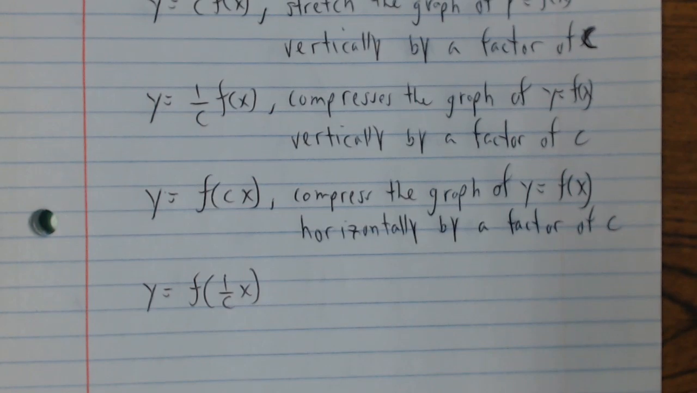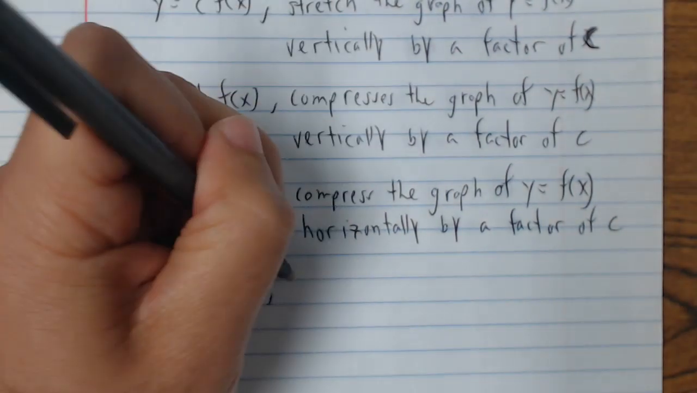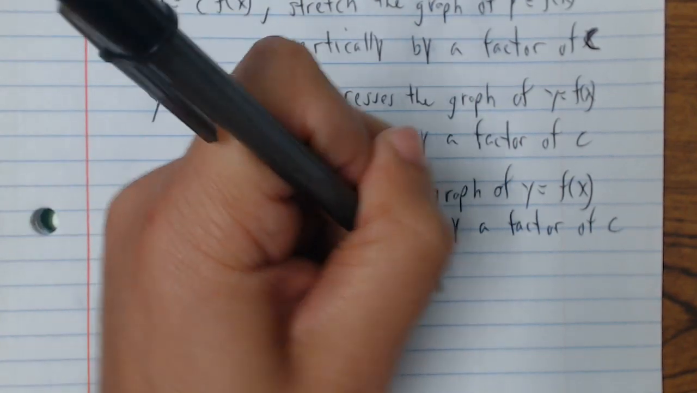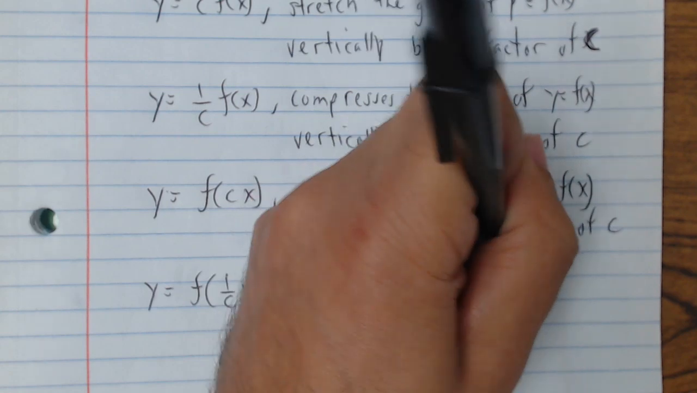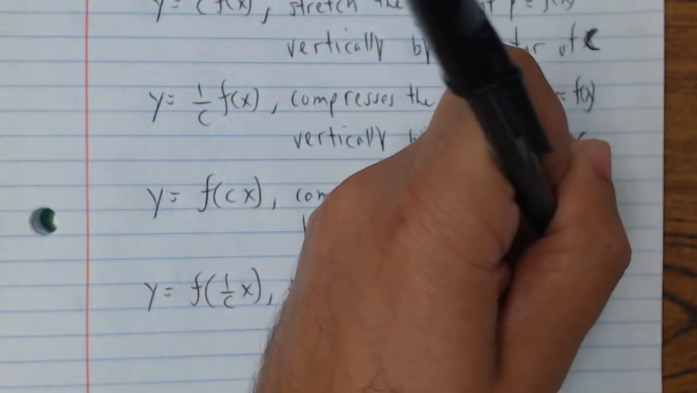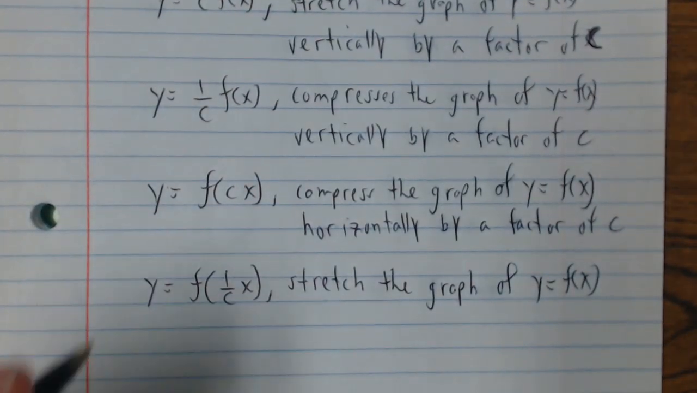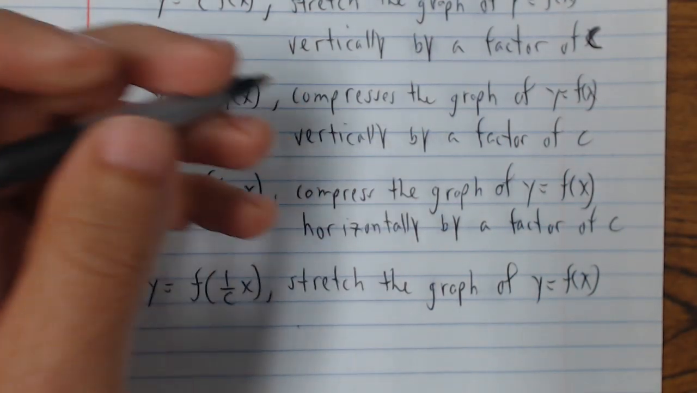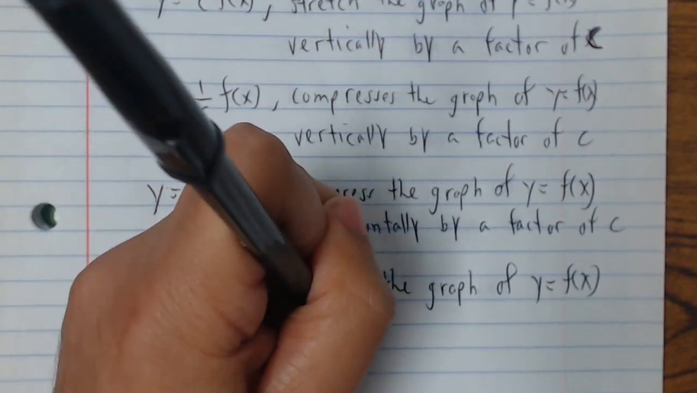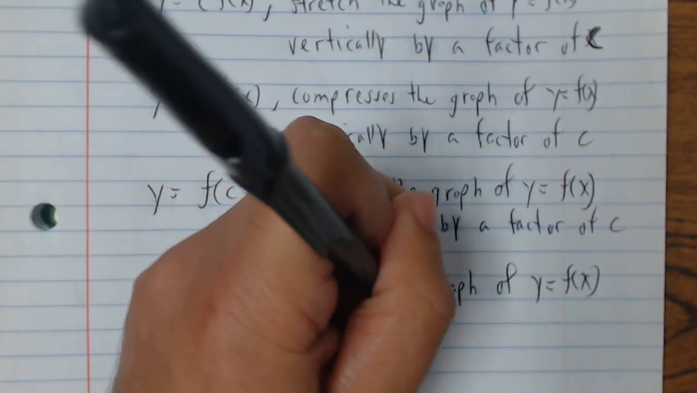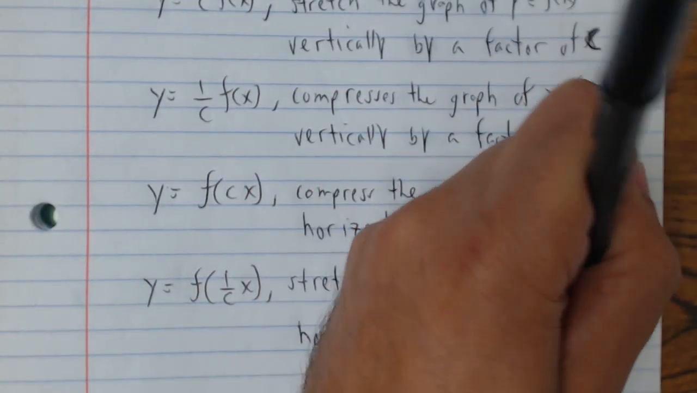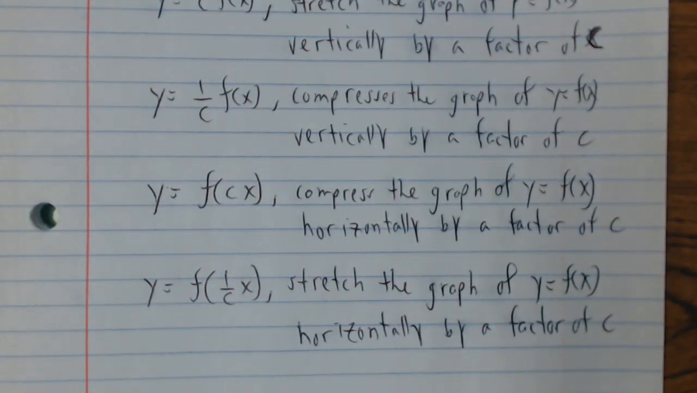Okay, and of course, if I have y equals f of 1 over c times x, or x over c, whichever way you want to put it, this stretches the graph of y equals f of x horizontally. Yes, it is horizontally; we just spent some time talking about why. Horizontally by a factor of c. Okay, and so there we have it. These are basically all of our stretches and compressions.